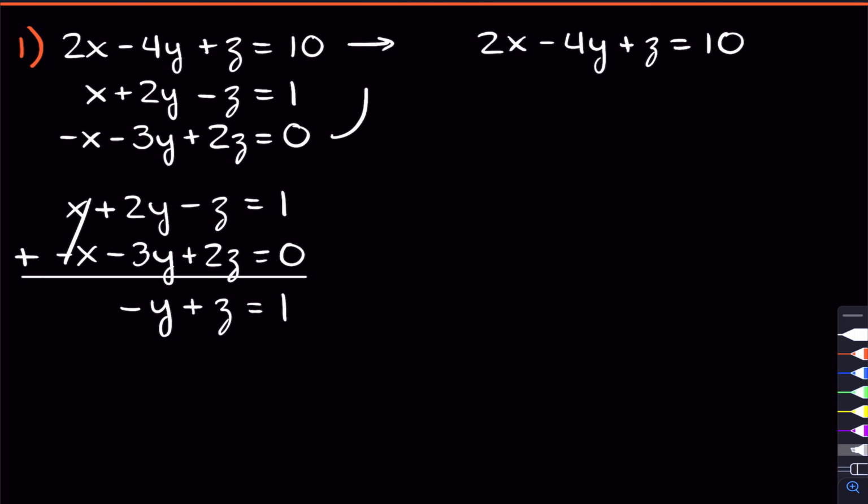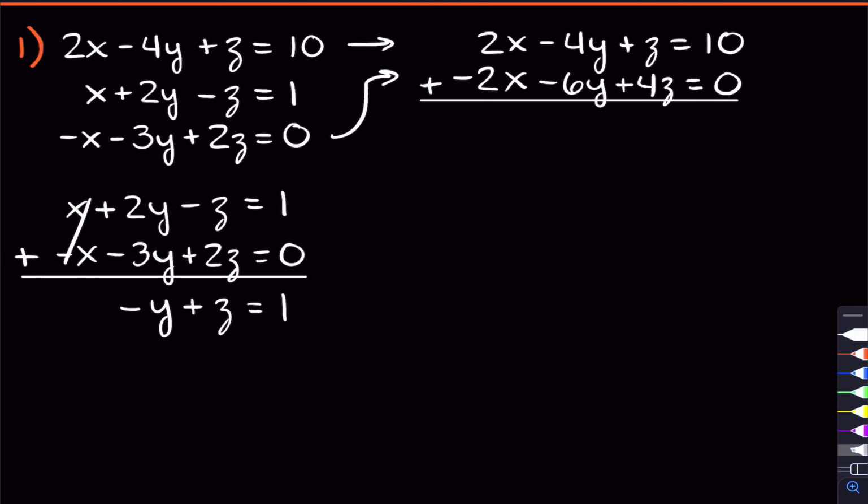And in my bottom equation, I'm going to multiply that by 2 on both sides. That's how I get the negative 2x here. So if I multiply this bottom equation by 2 on both sides, I'll get 2 times negative x is negative 2x. That's what I wanted in the first place. Negative 3y times 2 is negative 6y. 2z times 2 is a positive 4z. And then we have 0 times 2, which is 0. I almost wrote 2. All right, awesome.